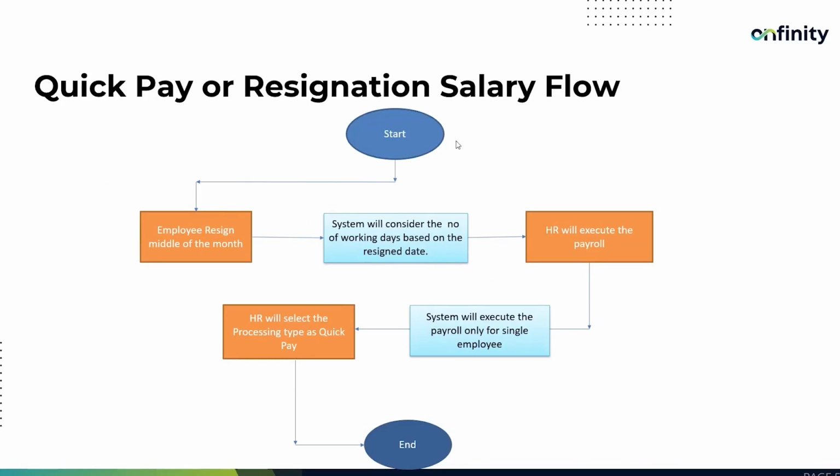HR starts the process by updating the resignation details for the selected employee in the system. Based on the actual end date provided, the system will determine the number of working days for that final period. After updating the details, HR will proceed with executing the payroll processing, but this time, selecting the processing type as Quick Pay. When using Quick Pay, the system will execute the payroll calculation only for that single employee, not the entire organization or group. And here the process ends for processing the quick pay for that employee.